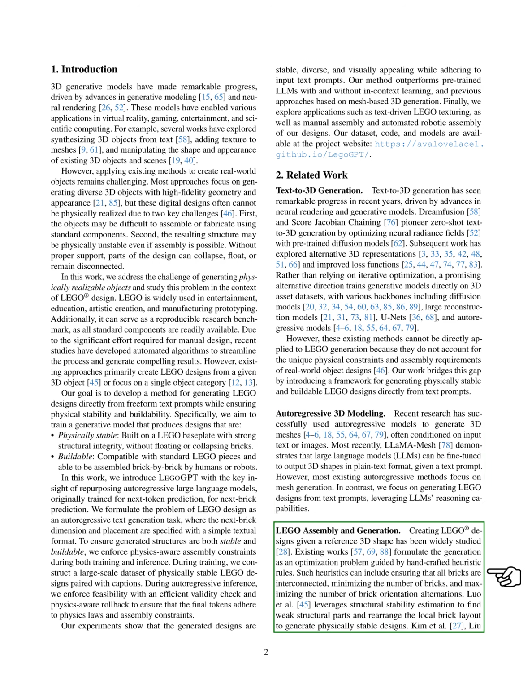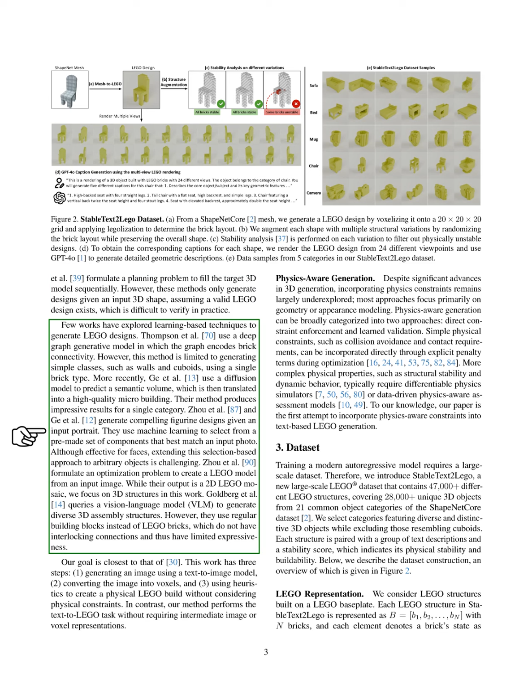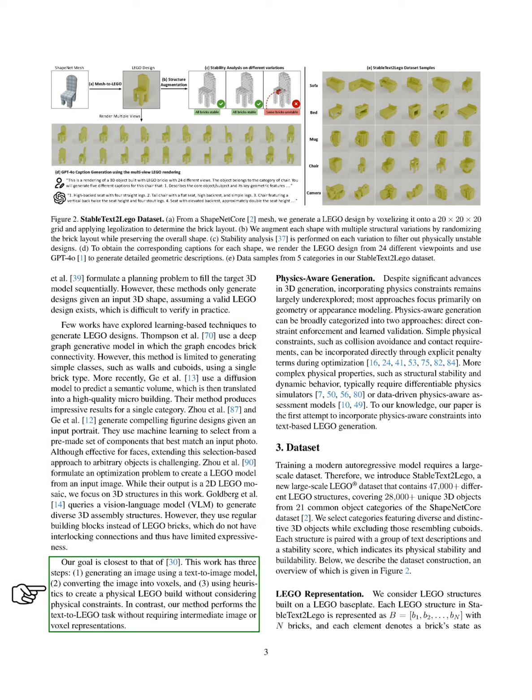In terms of LEGO assembly and generation, many studies have focused on creating designs based on a reference 3D shape, often using optimization guided by heuristic rules. These methods typically assume a valid LEGO design exists, which can be hard to verify. Few have explored learning-based techniques for generating LEGO designs, with some using deep graph generative models limited to simple shapes. Others have employed diffusion models to create high-quality builds from semantic volumes, but these approaches often require intermediate steps that we aim to avoid. Our method directly addresses the text-to-LEGO task without needing intermediate images or voxel representations.